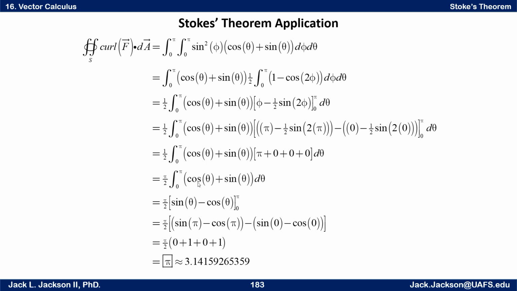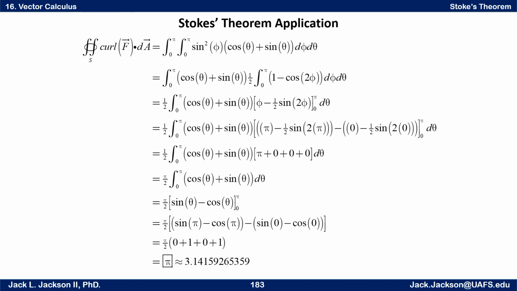Now here, an antiderivative of cosine is sine, antiderivative of sine of theta is minus cosine of theta, and theta is going to run from 0 to pi. Plug in pi here and here, 0 here and here. Sine of pi is 0, cosine of pi is -1, and that negative makes +1. Sine of 0 is 0, cosine of 0 is 1, negative, and negative makes it +1, and 1 plus 1 is 2, times the 1/2 here cancels, leaving only the pi, which of course is about 3.14. Okay, so there's the direct way to do it.